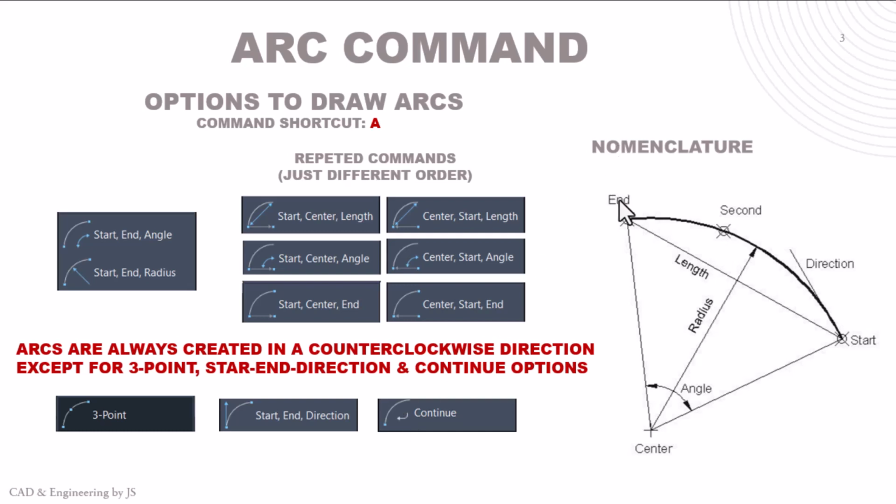Before we continue, we should pay attention to the nomenclature that is used when you're going to work with arcs in AutoCAD. This is very intuitive. I guess the main one that we should pay attention to is the length of the chord, which is the distance between the start and the end of the arc, and also the direction, which is a line that is tangent to the arc at the start. Now let's go and open a file in AutoCAD and play a little bit with the different options to draw arcs.